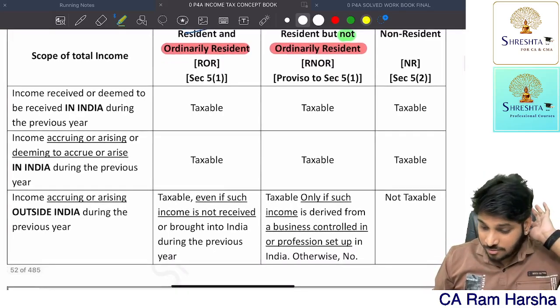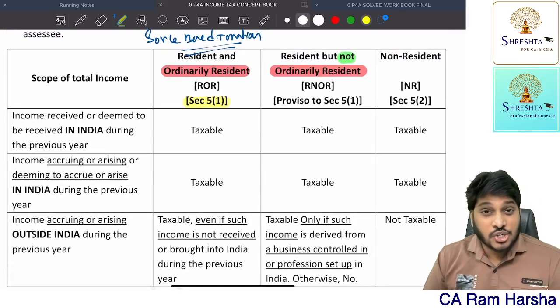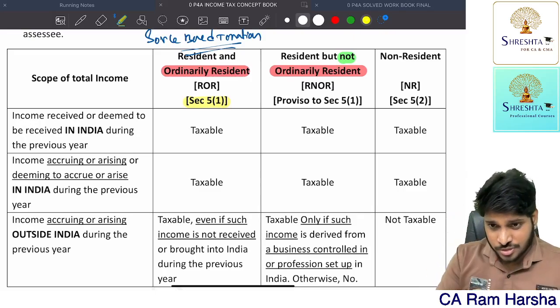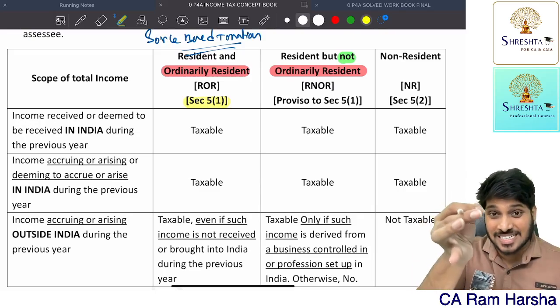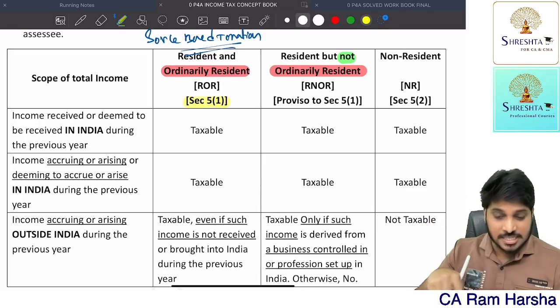Now what section 5 covers is this. Section 5 subsection 1 talks about resident related taxation. Section 5 subsection 1 talks about what incomes are taxable in the hands of a resident. Sir, what do you mean by resident? I told you, I'll cover later. First, let us understand this.